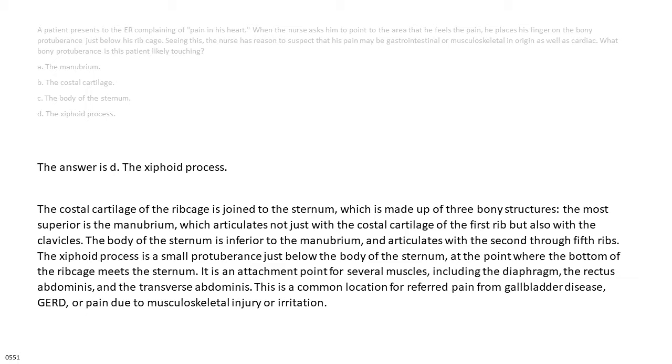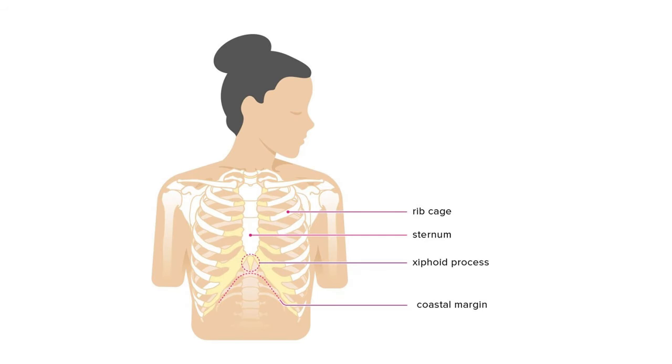It is an attachment point for several muscles, including the diaphragm, the rectus abdominis, and the transverse abdominis. This is a common location for referred pain from gallbladder disease, GERD, or pain due to musculoskeletal injury or irritation.